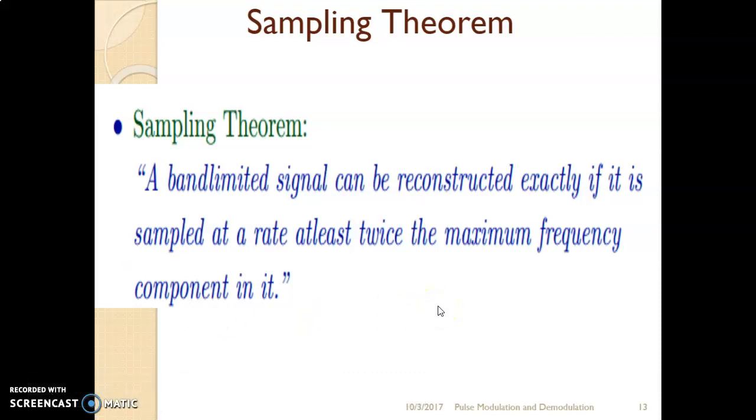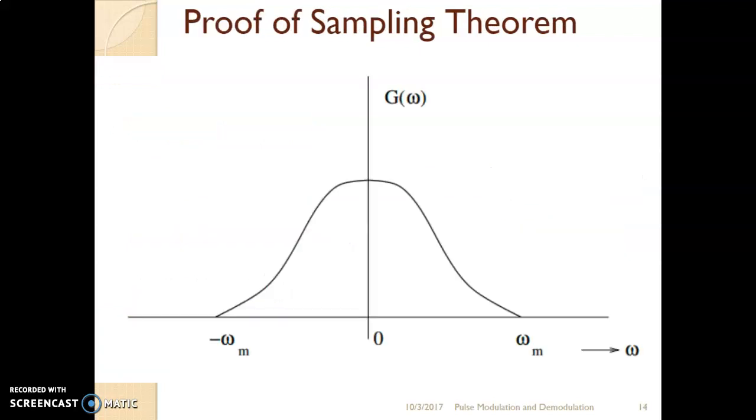For successful reconstruction of the signal, the sampling frequency should be at least twice the maximum frequency component in the original signal. So if our sampling frequency is fs and our original signal frequency is fm, then fs should be greater than or equal to twice fm. This is called the sampling theorem.